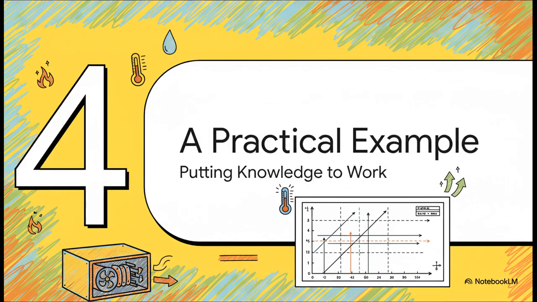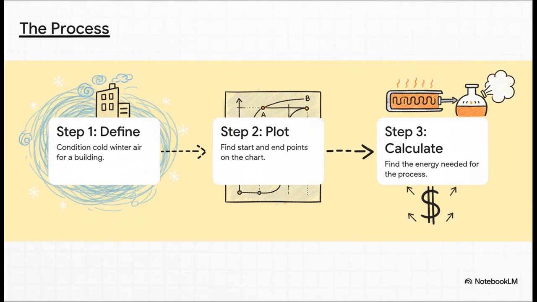All right, theory is great, but let's see how this stuff actually works in the real world. We're going to run through a quick example to see how an engineer uses this map to design a real heating system for a building. It's a pretty straightforward three-step plan. First, we define what we're starting with and where we want to end up. Second, we find those two spots on our psychrometric chart and draw the line. And third, we use the values from the chart to calculate exactly how much energy we're going to need.